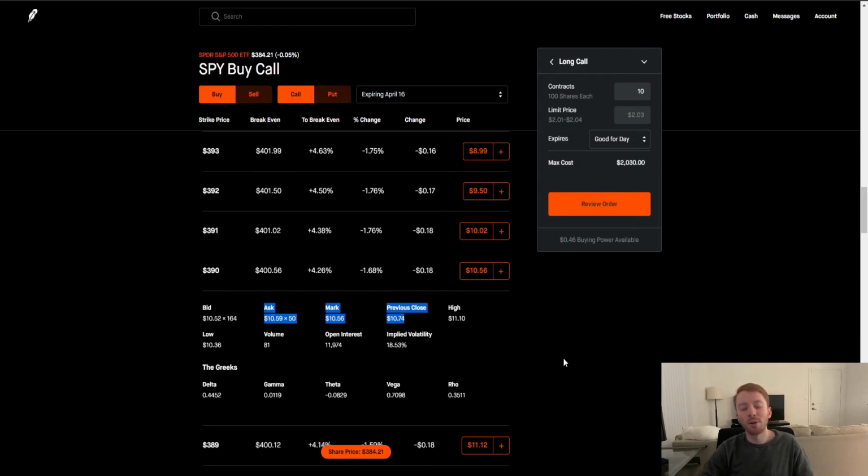So I would say 99% of options traders try to capture this the same as a stock. They would try to buy this when it's low, maybe try to buy it at $10.36 and sell it at its high at $11.10, and then you would profit roughly $70, $74 right there per one that you had.